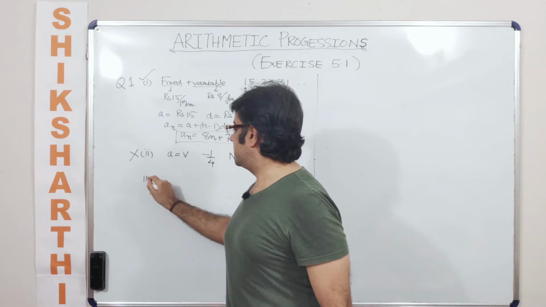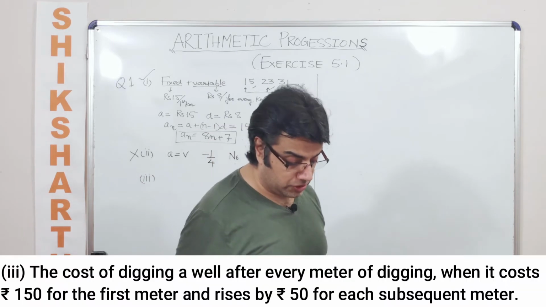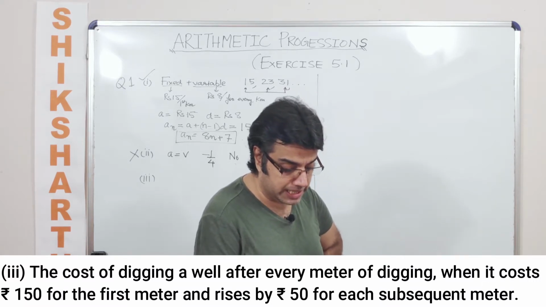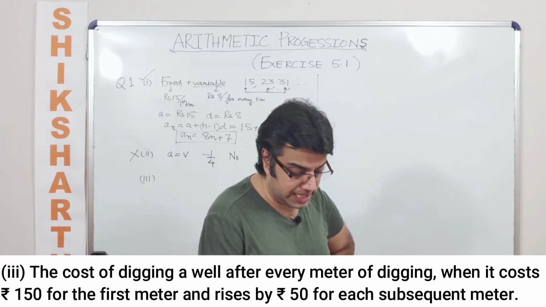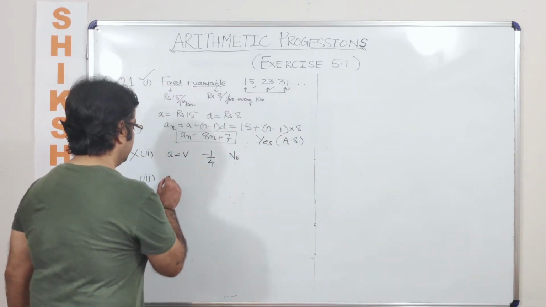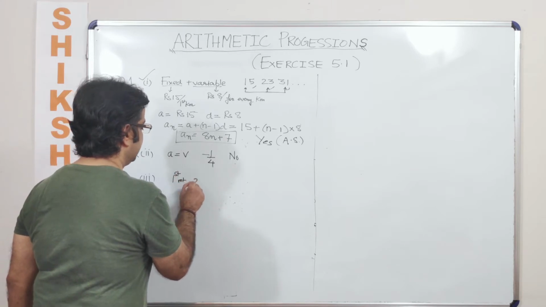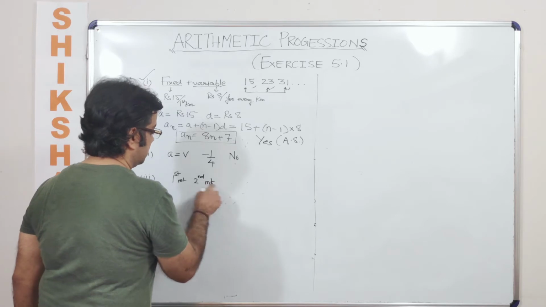Talking about subpart 3. It says the cost of digging a well after every meter of digging, when it costs rupees 150 for the first meter and then rises by 50 rupees for every subsequent meter. So let's say the first meter, second meter, third meter.